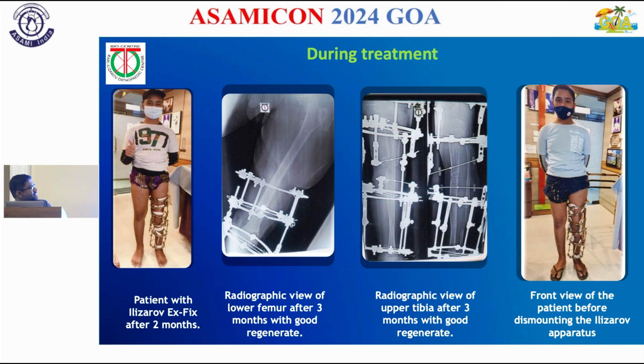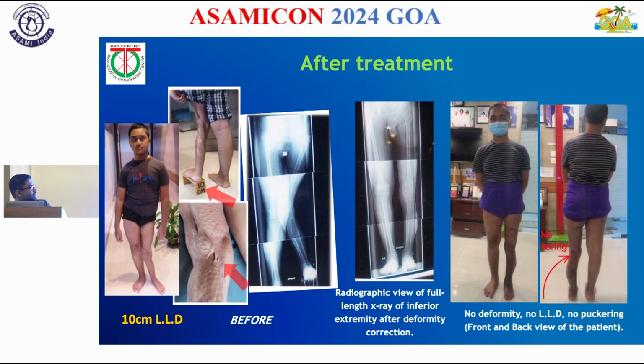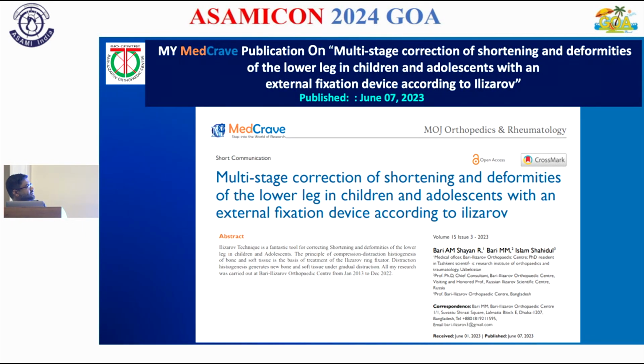And this is after 3 months, we can see a very good regenerate of both the femur and the tibia. And this is the final follow-up showing full consolidation, correction of LLD, correction of the tibia valgus, and good improvement of the skin condition. And this is my publication on multi-stage correction of shortening and deformities in children with the help of the Ilizarov device.